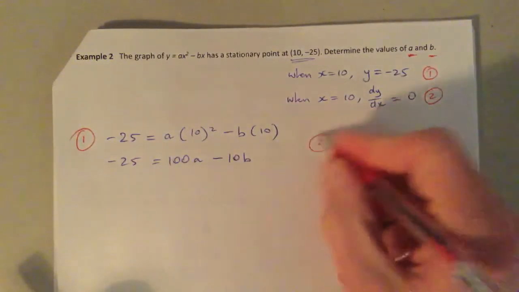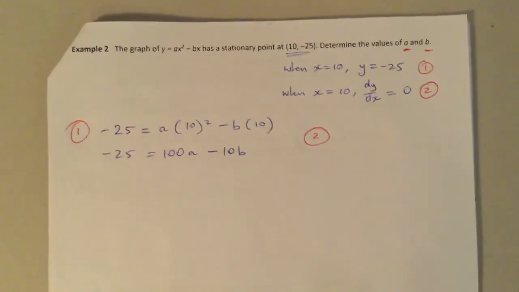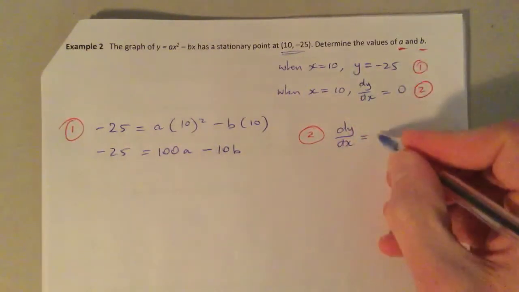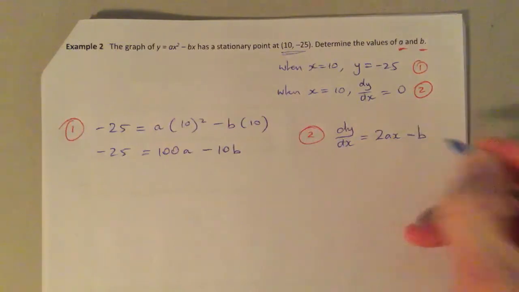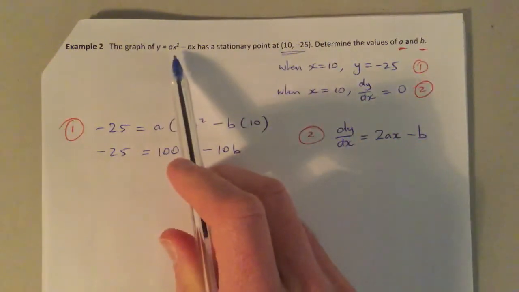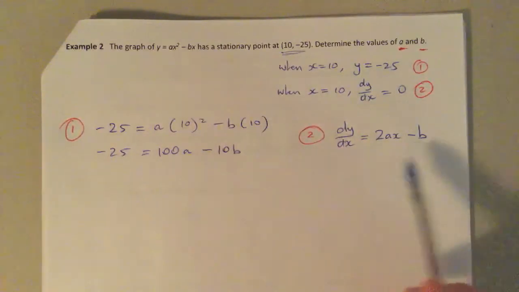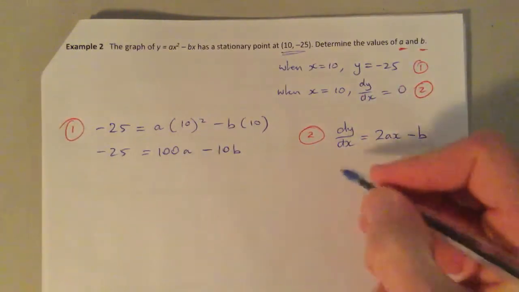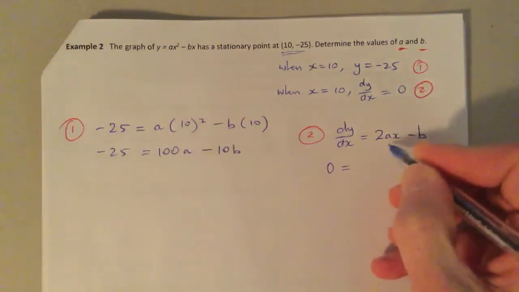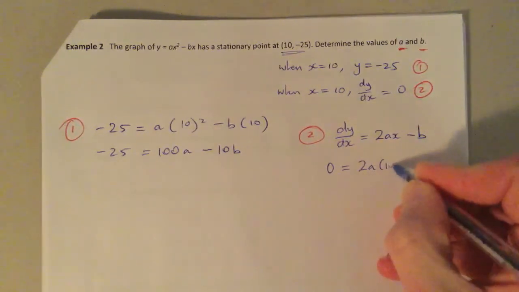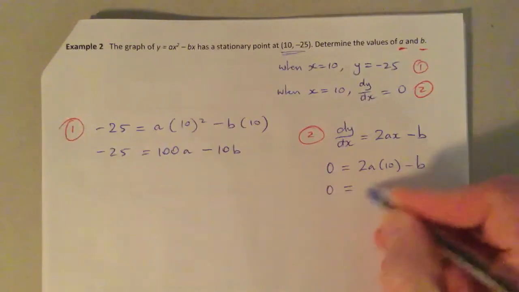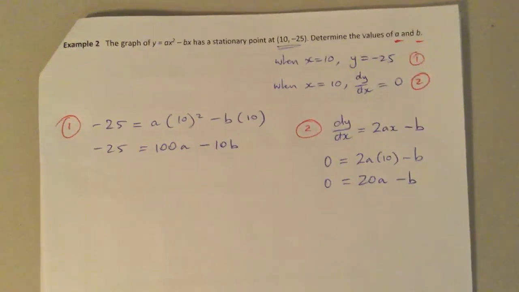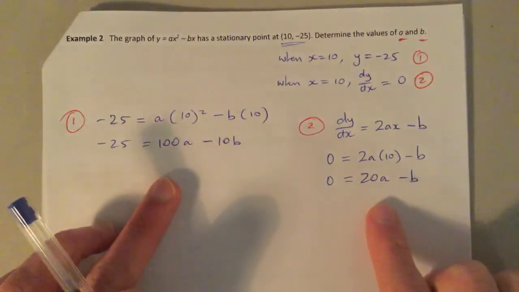And from the second bit of information we had, we can say that the derivative, so dy dx, is 2ax minus b. All right, so even though you've got a's and b's there, you're still just multiplying by the power of x and subtracting 1 from the power. So there's our derivative. And we said that when x was equal to 10, the derivative was equal to 0. So we're going to let dy dx equal 0 and x equal 10. So 2a times 10 minus b, so that's 20a minus b. Right, and these two equations, we can solve simultaneously to work out a and b.